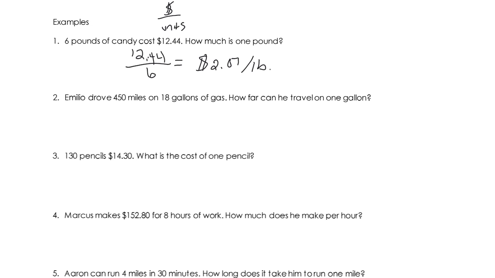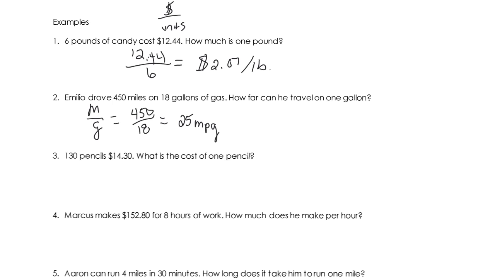Okay, we're going to do one more. So in this case, we want to do miles over gallons. Okay, so we would do 450 over 18, and you would divide them. So do that now, divide them. When you do that, you should get 25 miles per gallon, MPG.